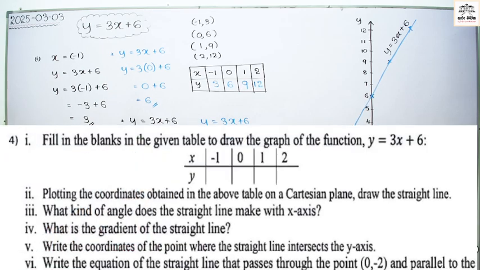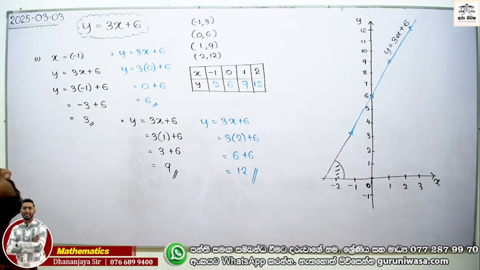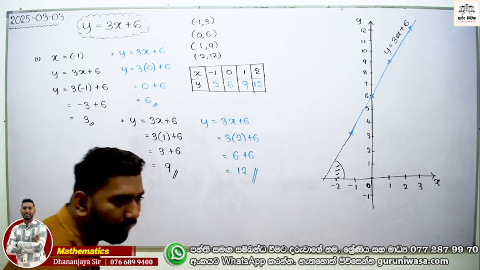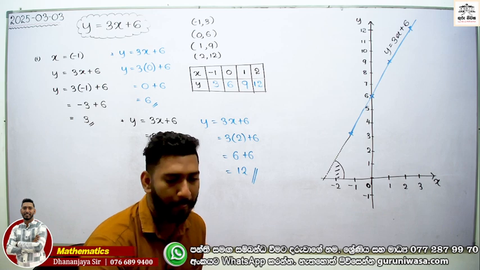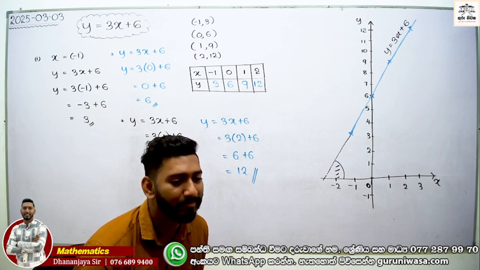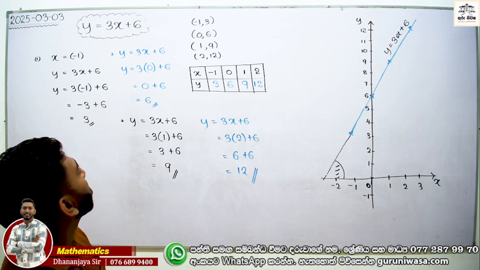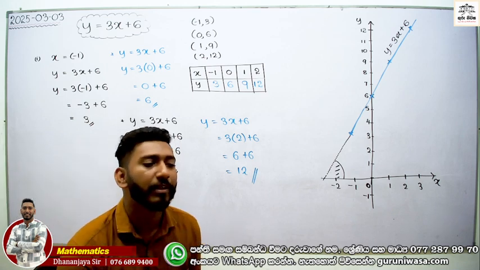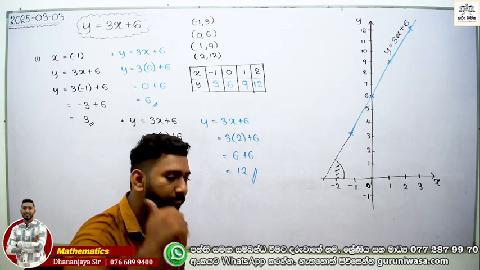And next question, what is the gradient of the straight line? You already know the values. What is the gradient? Yes, very good. Gradient is plus 3. Write the answer: gradient is plus 3.